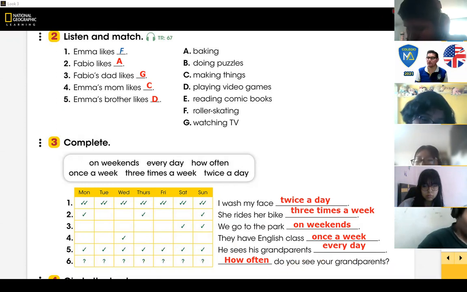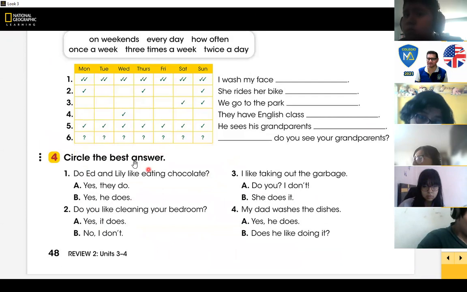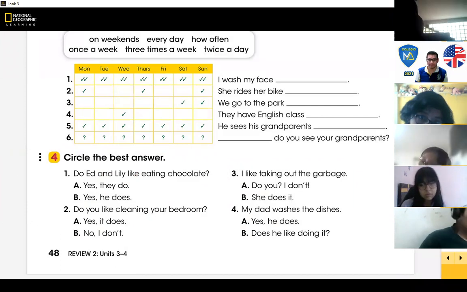Now, let's go to the next part. Let's go to the next activity. Here it says, activity four, circle the best answer. So everybody, please, you're going to do this activity with me.